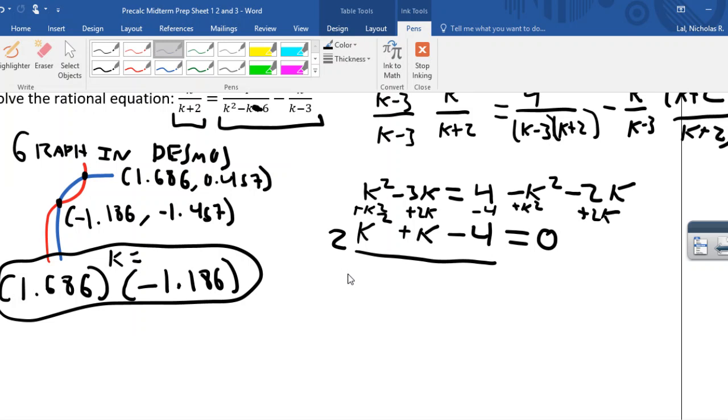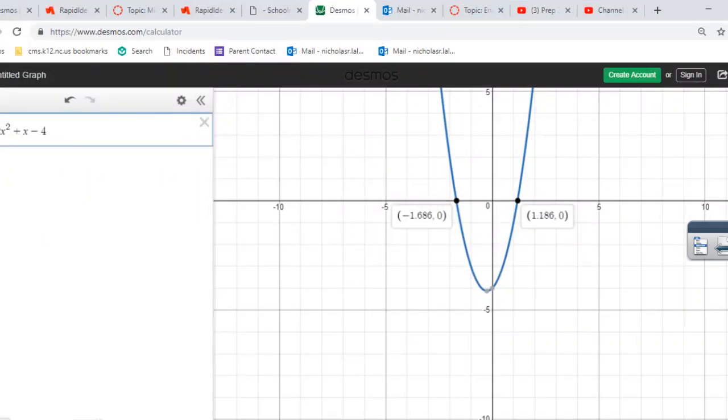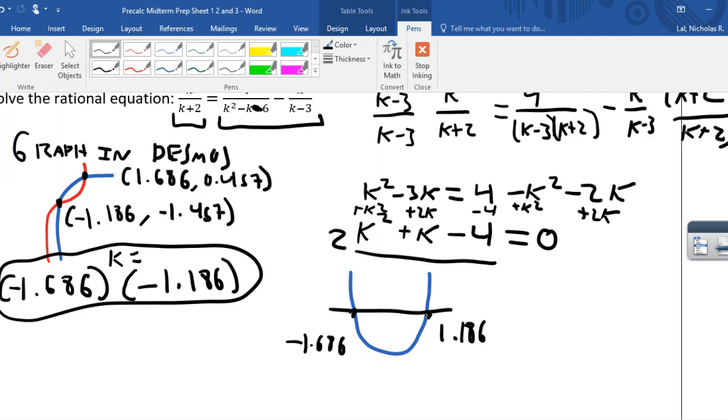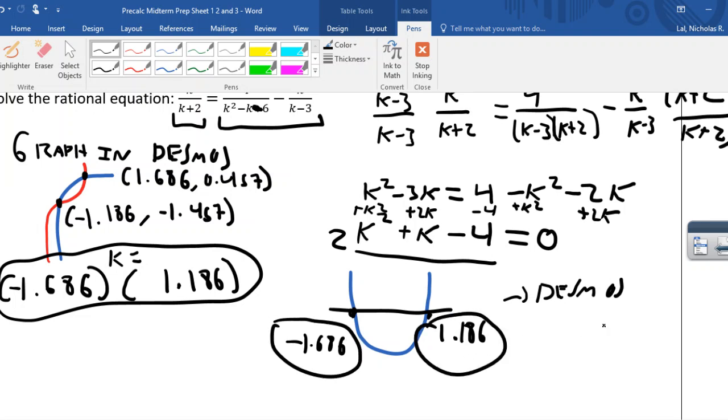So I would have from Desmos, oh, I'm sorry, this is negative 1.686 and 1.186. And actually that's positive. So I just didn't copy those values down right. But in general, from Desmos, these are our solutions. All right.